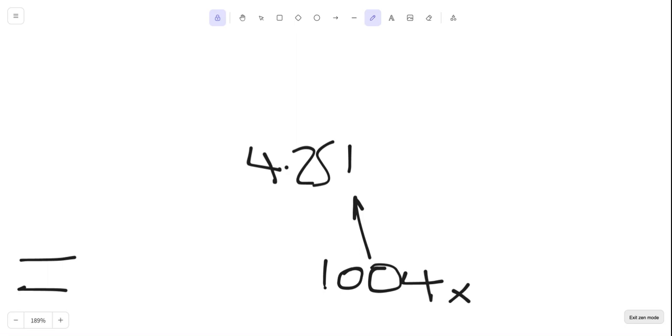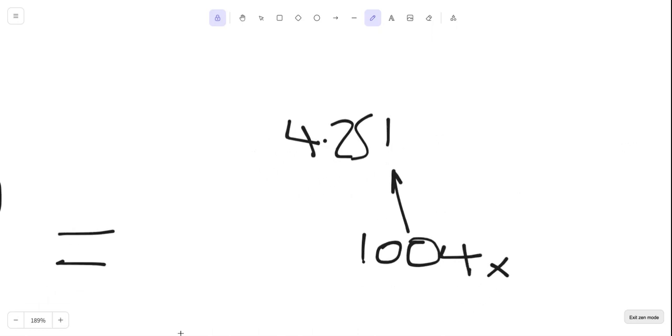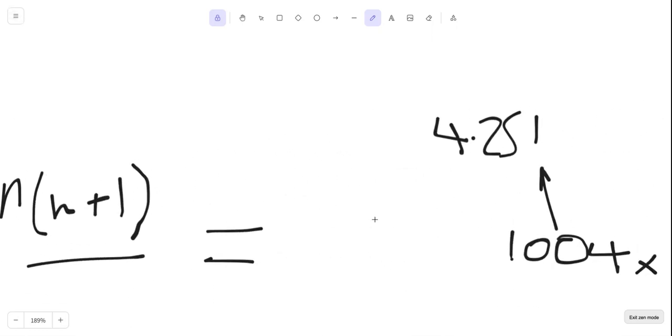Not 11. You know, it could be prime. And actually, it is prime. You can guess that too, if you're lazy.